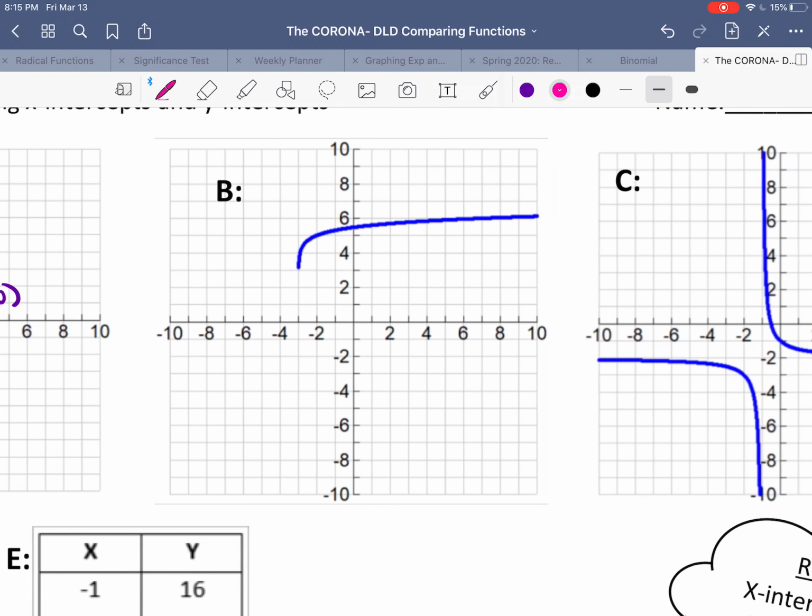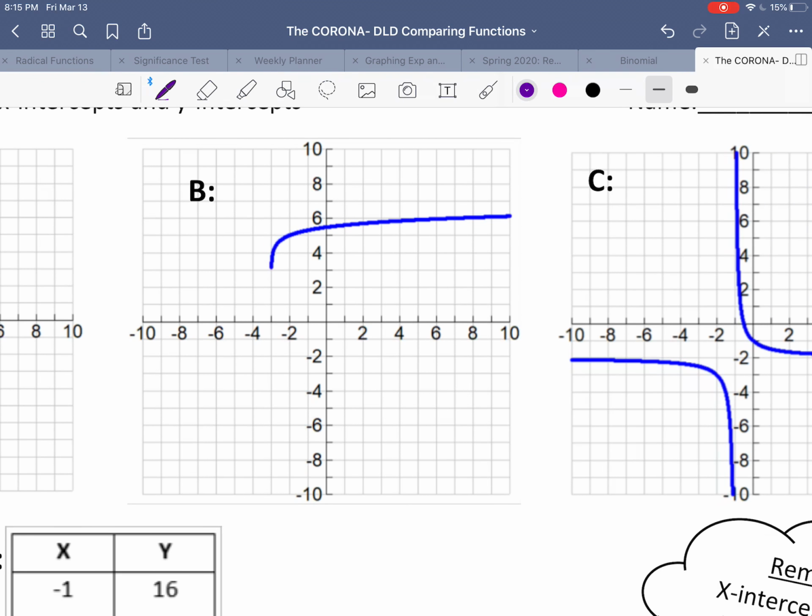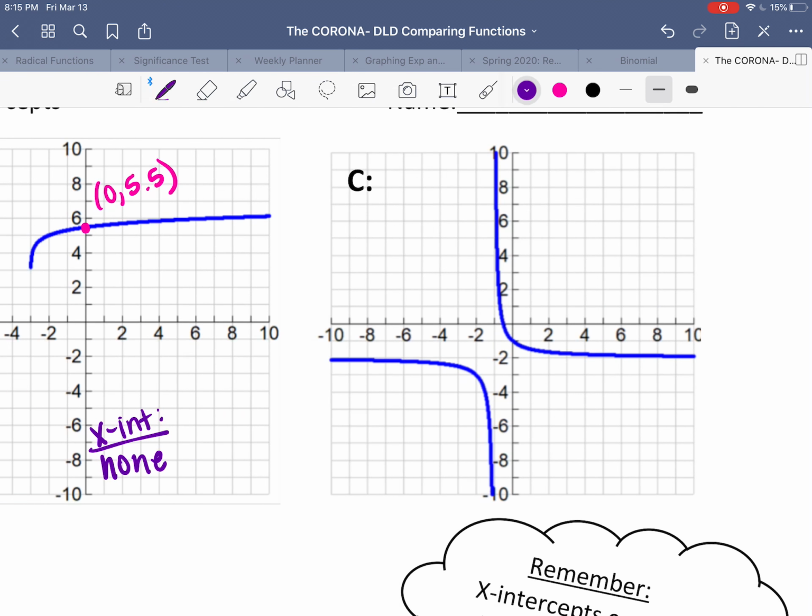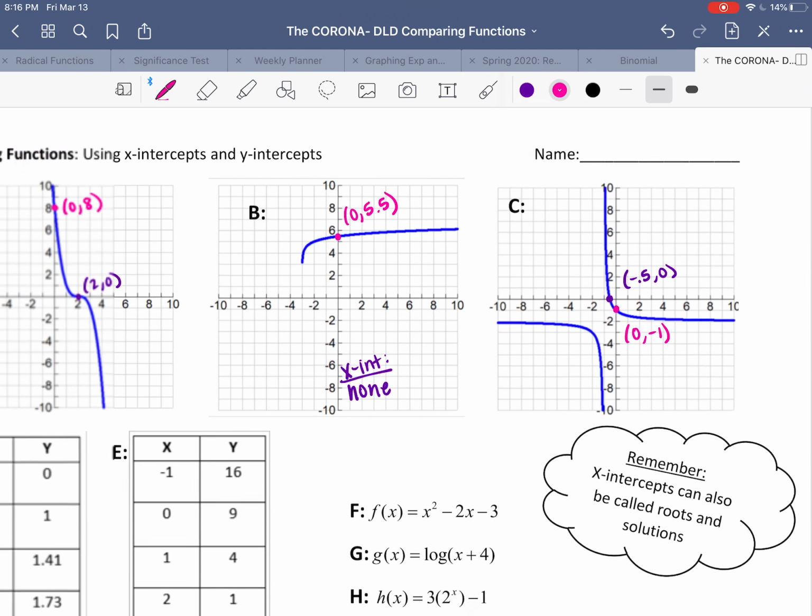For graph B, we do not have an x-intercept. Our x-intercept is none. It never is going to cross our x-axis, but we do have a y-intercept, and this is at (0, 0.55). And for graph C, we cross the x-axis right here at (-0.5, 0), and our y-intercept is going to cross at (0, -1). Okay, so that is finding them from a graph.